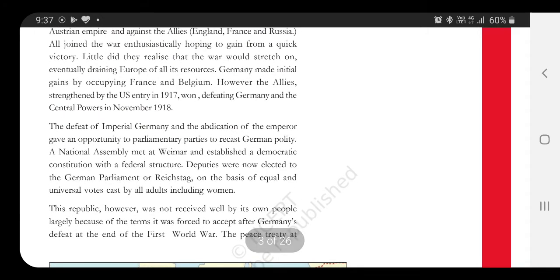We see the defeat of Imperial Germany and the abdication of the Emperor, which gave an opportunity to parliamentary parties to recast the German polity. So they came up with a new system of government, an elected government with a constitution with a federal structure. Deputies were now elected to the German parliament, or Reichstag, on the basis of equal and universal adult franchise, universal votes cast by all adults, including women.